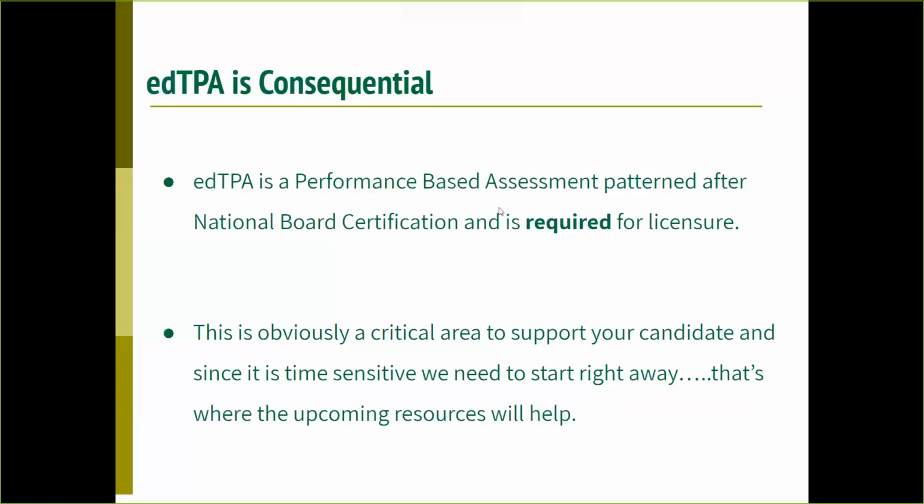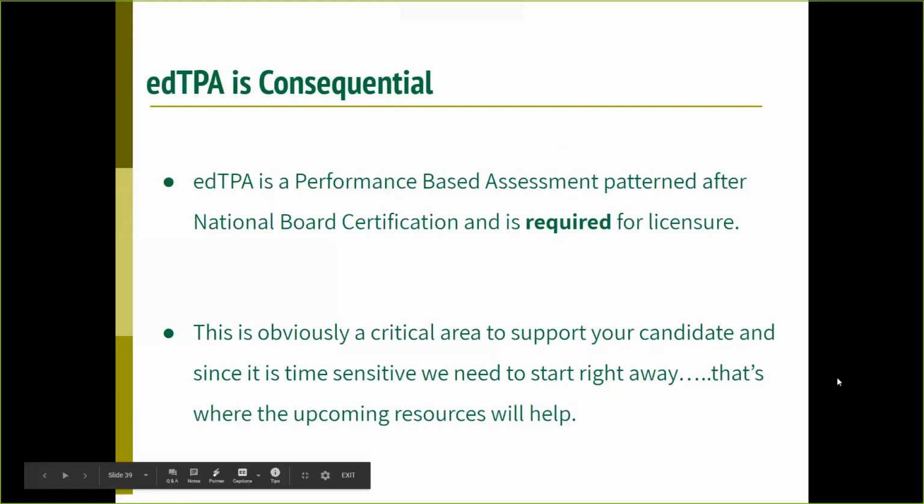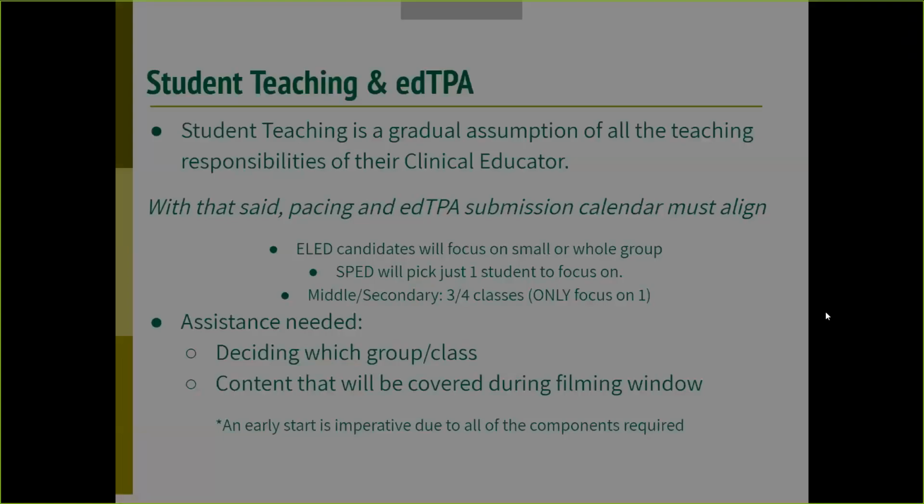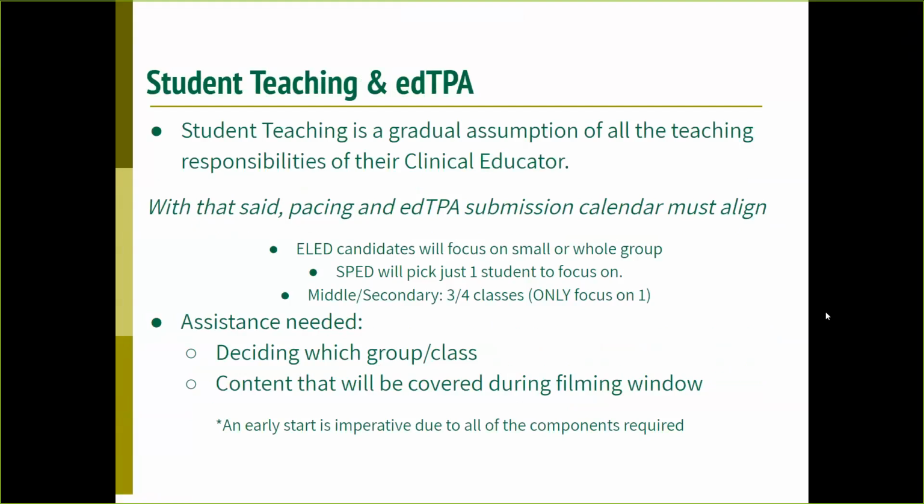So what do I need to know as a clinical educator about EdTPA? The main thing is that it is consequential, meaning that they have to pass EdTPA in order to get a license to teach in North Carolina. So this is obviously a critical area that you will want to support your students with. This is time sensitive because they must submit by a particular date. For middle secondary, it's March 12th. For elementary, it's February 27th. So we would like your help in getting this started in the classroom as far as pacing and picking up as soon as possible.